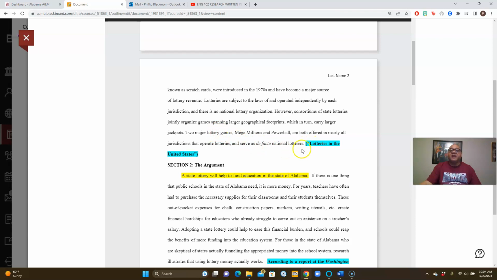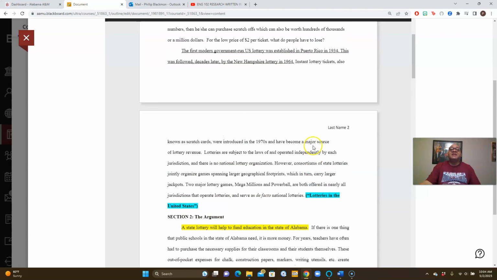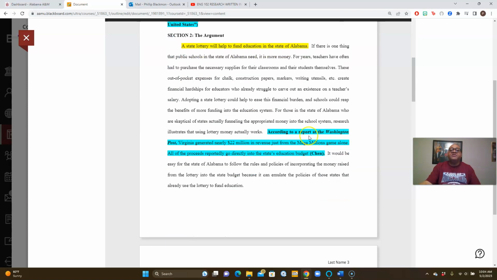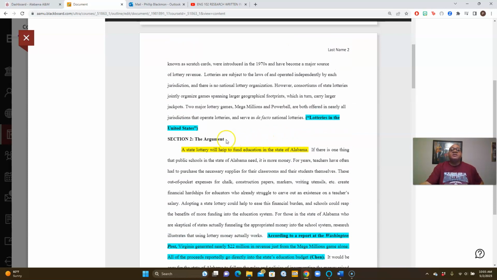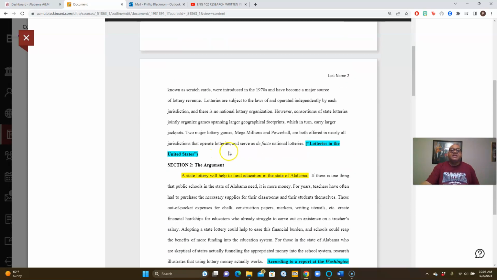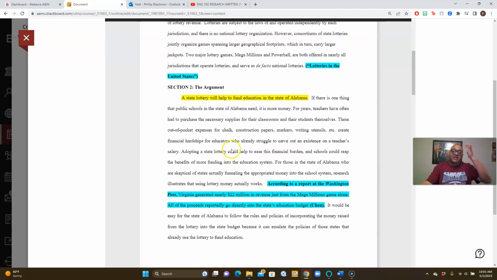So I'm going to follow format. I'm going to put a period at the end of the sentence, and I'm going to give my parenthetical reference at the end. Okay. Make sure you distinguish between documenting an entire paragraph versus documenting a single sentence or a few sentences in your research. Okay. So let's talk about section 2. Section 2 will be your argument. Okay. And again, you're going to leave my section heading here, the argument. I have the topic sentence from Roman numeral number 2, a state lottery helped to fund education in the state of Alabama.